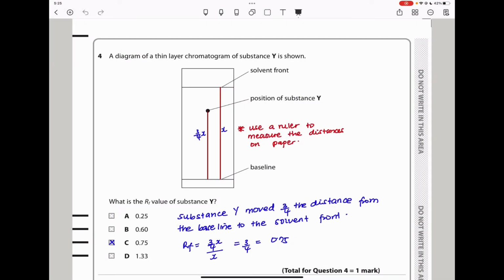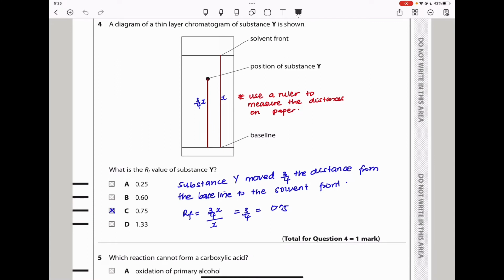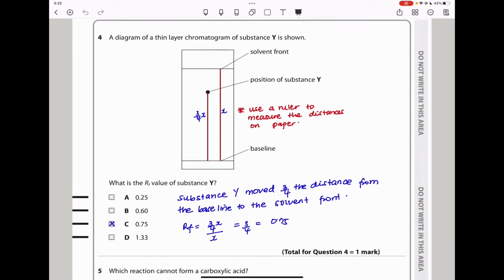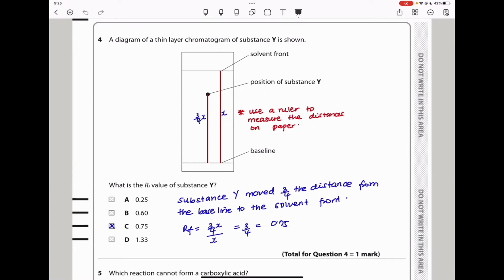Question 4, a diagram of a thin layer chromatogram of substance Y is shown below. So we assume this is what we have. And then they ask, what is the Rf value of substance Y? Now, like I said again, I'm doing this paper using a tablet. So if you're using a real paper, you can use a ruler and measure this distance. So what I got is I can see that this distance here is 3/4 of this whole distance. So if this whole distance is X, that is going to be 3/4 of X.